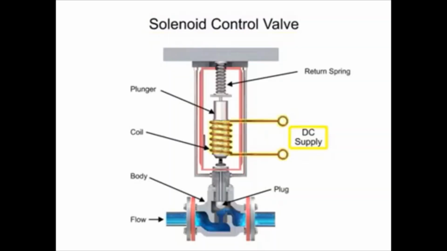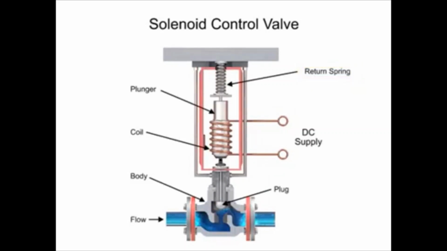Applying current to the coil generates a magnetic field that moves the plunger downward against the return spring. With zero current applied to the coil, the spring pulls the plunger upwards to the fully open position for a normally open state control valve.